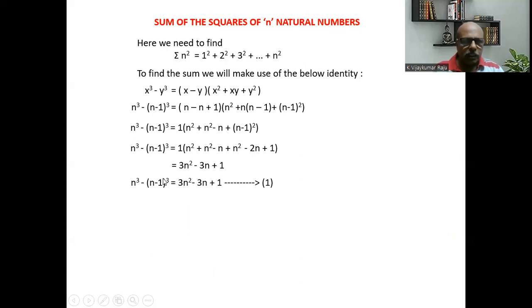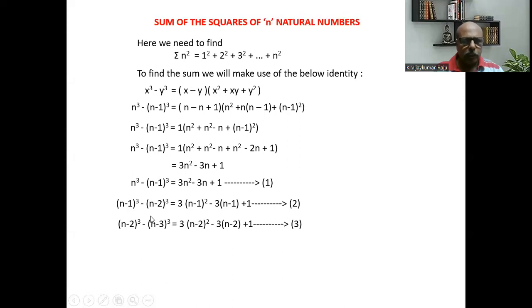Okay, now let us take this. So n³ minus (n minus 1)³ is equal to 3n² minus 3n plus 1. Let us take this as the first equation. Now let us take the next term, (n minus 1)³ minus (n minus 2)³. So here in place of n you will write n minus 1 and you will substitute in the same form. So 3 into (n minus 1)² minus 3 into (n minus 1) plus 1. This is your second equation.